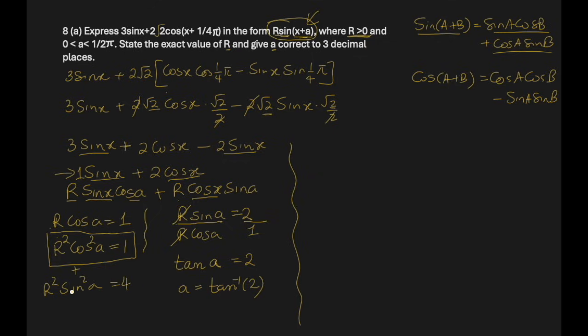And let's add these two sides. So I'll do it here. R square cos square a plus r square sine square a equal to 1 plus 4. So left hand side added to the left hand side, right hand side added to the right. R square, I'll take common, it is part of both, so we are left with cos square a plus sine square a equal to 5.